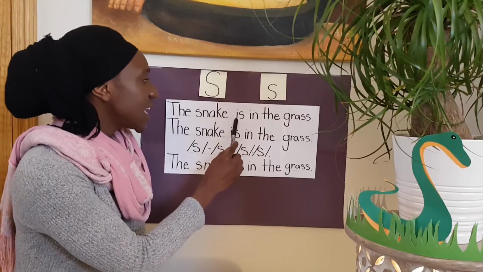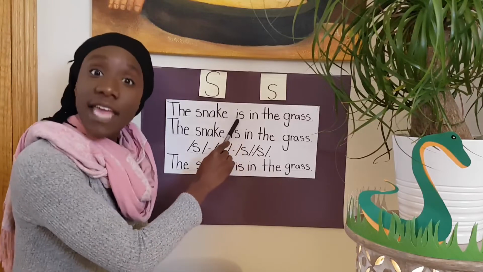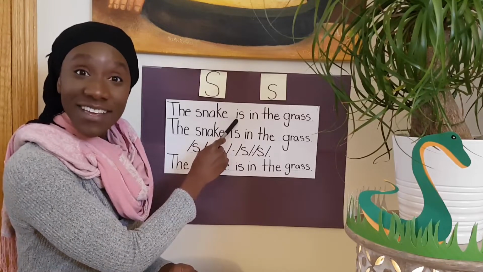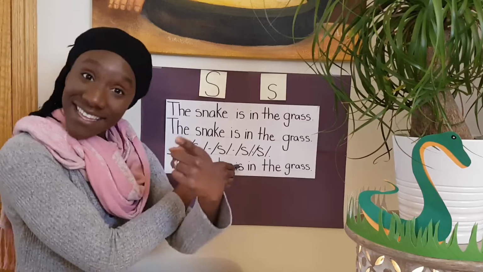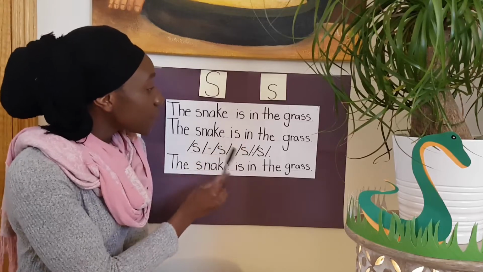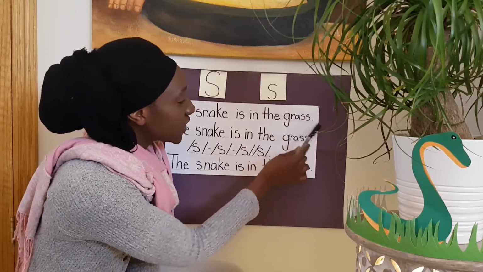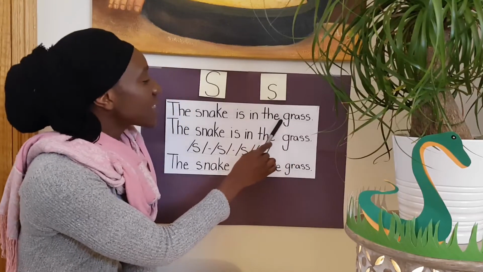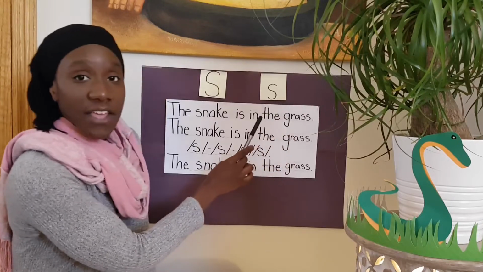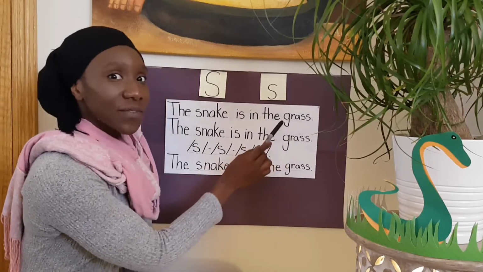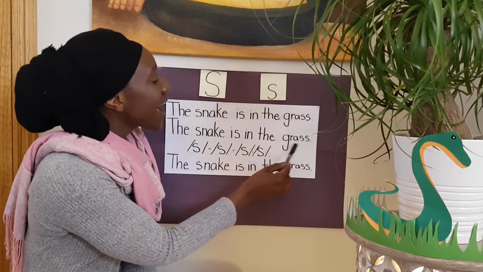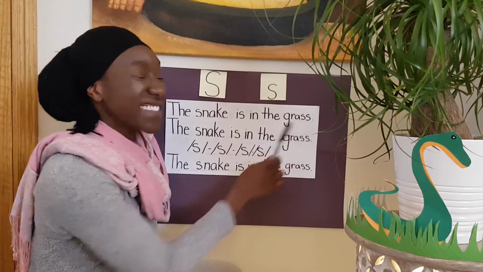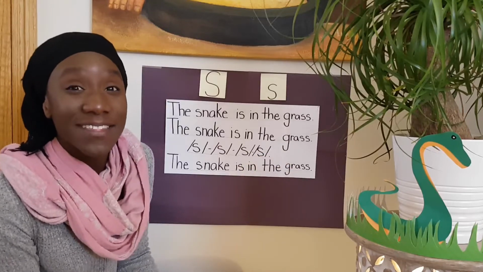I see another word, and it's here 3 times too. And this word is is. Can you say this word? Is. Very good. Is. I also see a word over here at the end of these sentences, and they have S at the end of the word. This word is grass. Can you say the word grass? Grass, grass, grass. Your turn. Grass. I can hear the S at the end of the word grass.